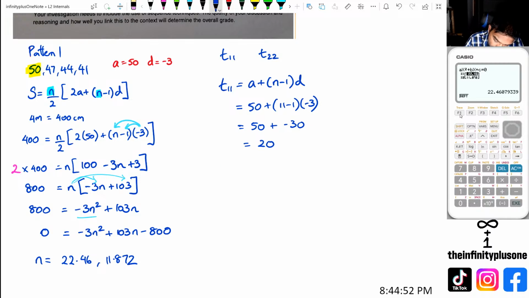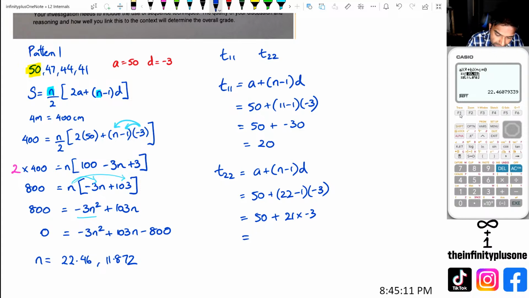But if I do T22, let's see what happens. I'm going to get a plus n minus 1d. I'm going to get 50 plus 22 minus 1 times -3. That's going to give me 50 plus 21 times -3. Now, when I do this, I'm actually going to end up with a negative number. 50 plus 21 times -3 is going to give me -13.